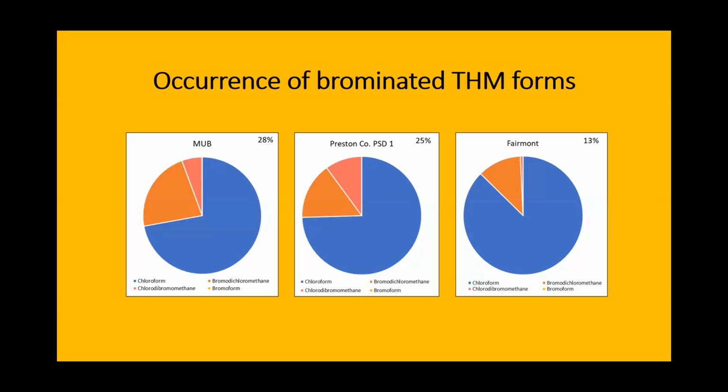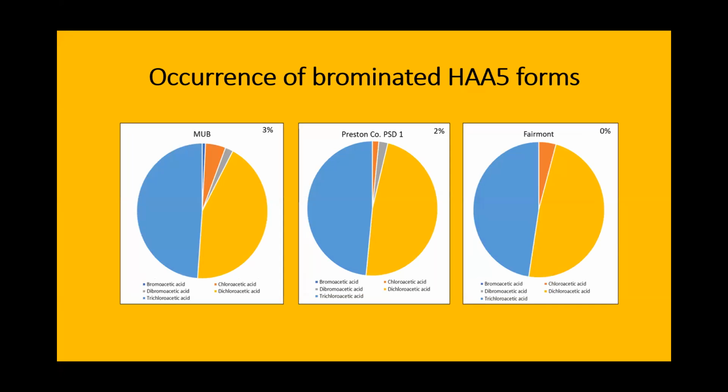So after talking with the facilities, we were able to retrieve data from them. And after analyzing the data, we created a few charts to detail the trends for the haloacetic acids and THMs. So on this slide, we have the THM data, and you can see that in each of the pie charts, chloroform is the highest. On this slide, we have our pie charts for the haloacetic acids, and you can see that it's dominated by the dichloroacetic acid with very small amounts of the brominated forms.